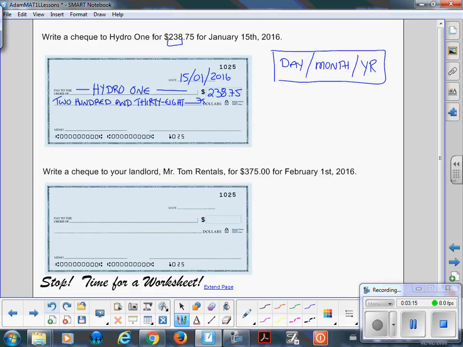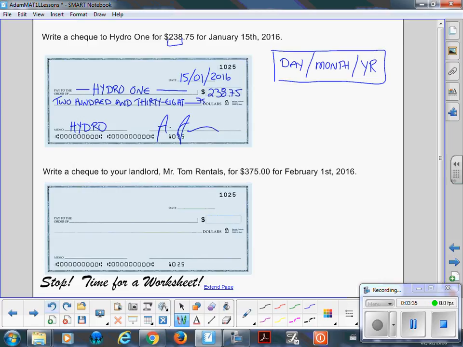In the memo line, I'm going to put Hydro, and I'm going to sign it. There is my awesome signature because it's so cool. All right, you got to get a cool signature, right? I mean, it's important. It's good for self-esteem if you know you have a cool signature. So think about that.